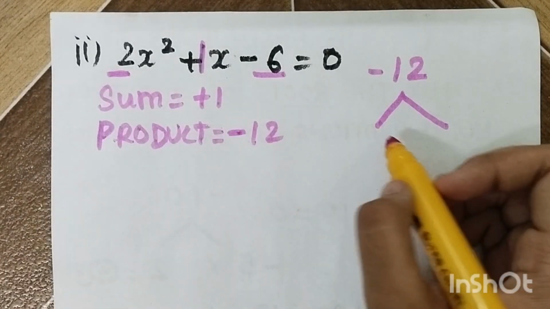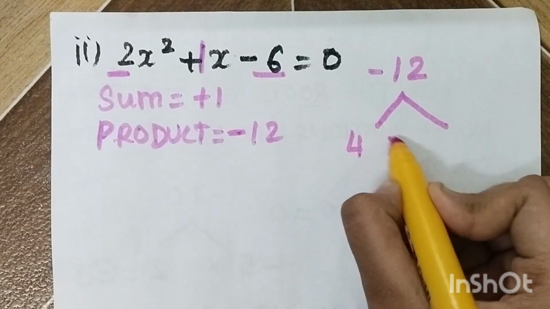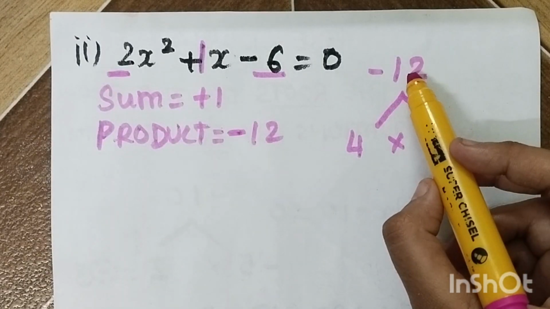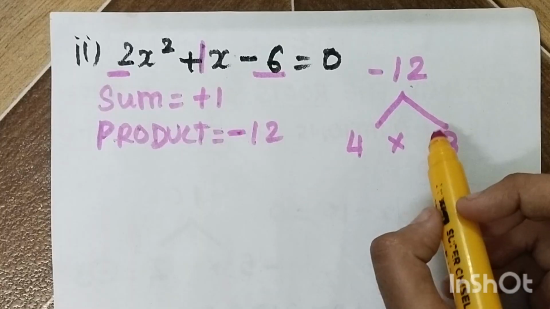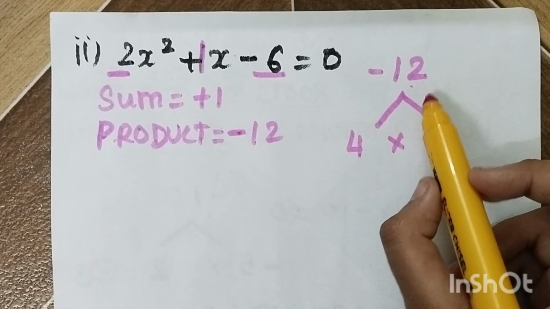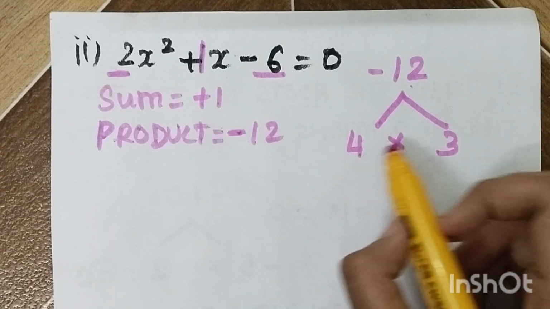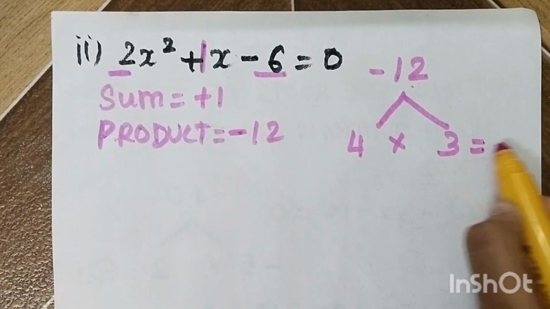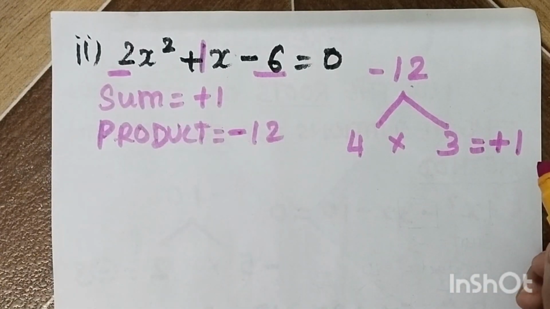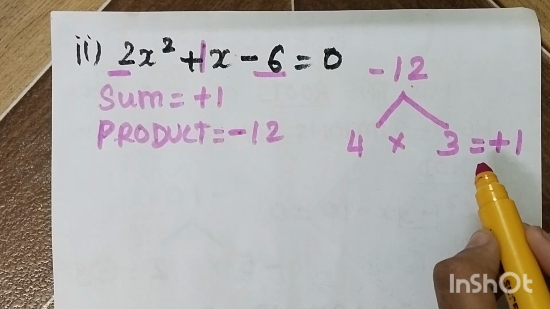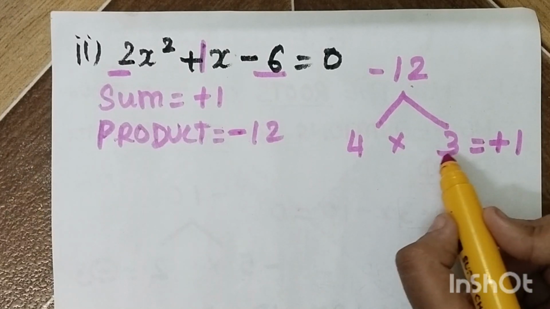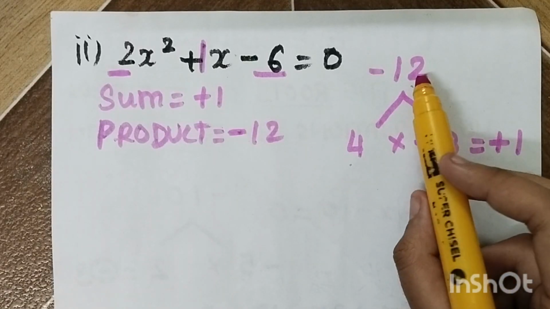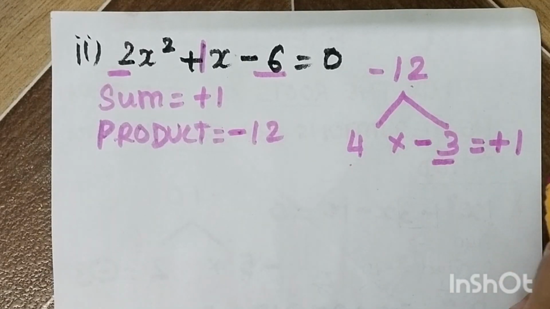So minus 12 I can also write as 4 into 3, right? So 4 into 3 you will get as 12, but for me here minus 12 is given, so I should put a minus sign to any one of the numbers. But before going to that, my sum also should be 1. That too plus 1, not minus 1. So we have to put the minus sign to the smaller number, which here is 3. So I can put it here. Okay. So 4 into minus 3 is minus 12 and 4 minus 3 is plus 1.